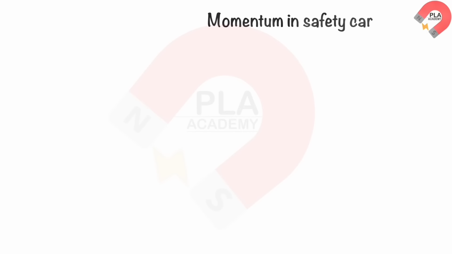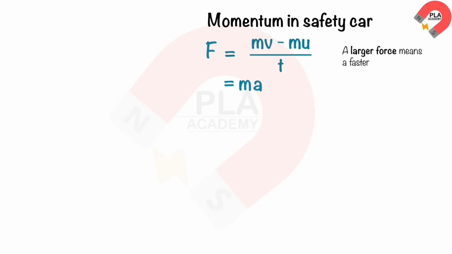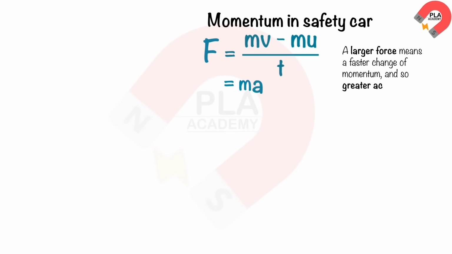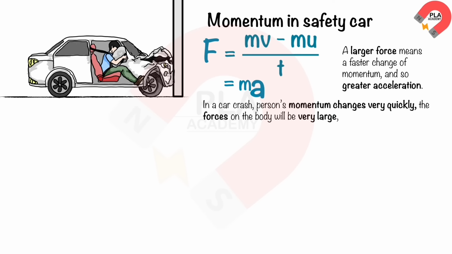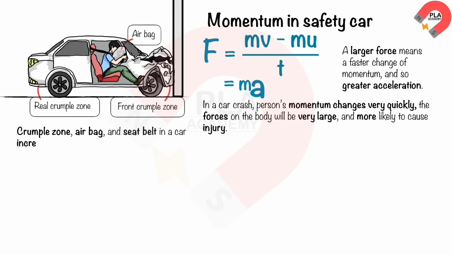Momentum in car safety. A larger force means a faster change of momentum, and so greater acceleration. Likewise, if someone's momentum changes very quickly, like in a car crash, the forces on the body will be very large, and more likely to cause injury. Cars are now designed with various safety features that increase the time over which the car's momentum changes in an accident. Crumple zones, airbags, and seat belts in a car increase the collision time.